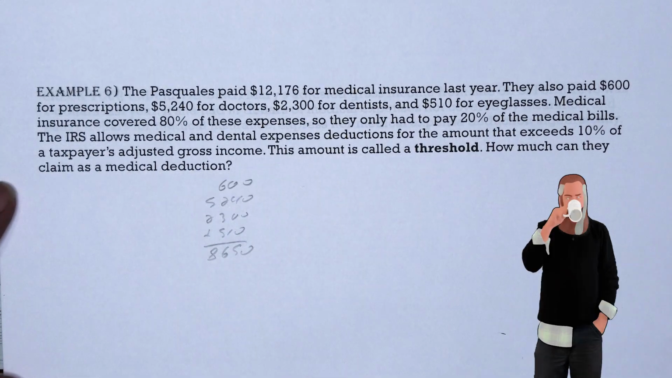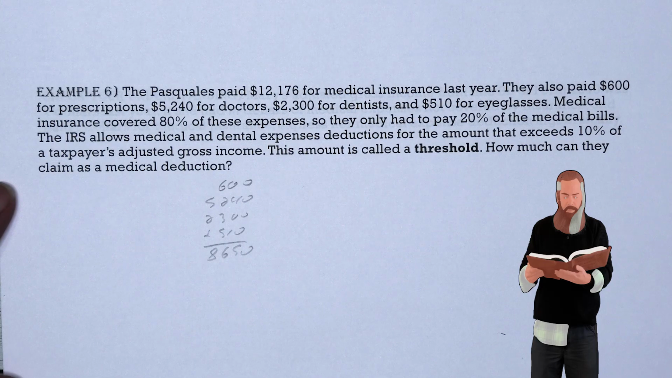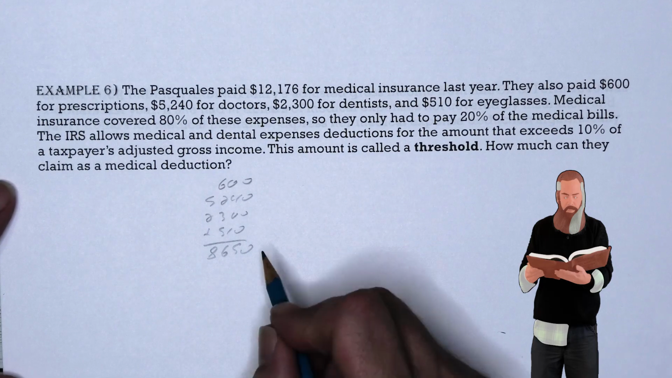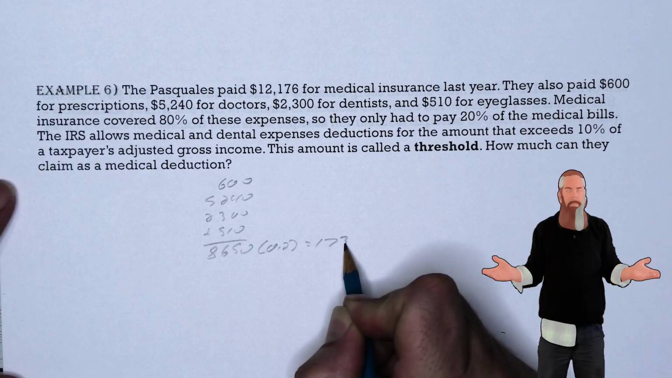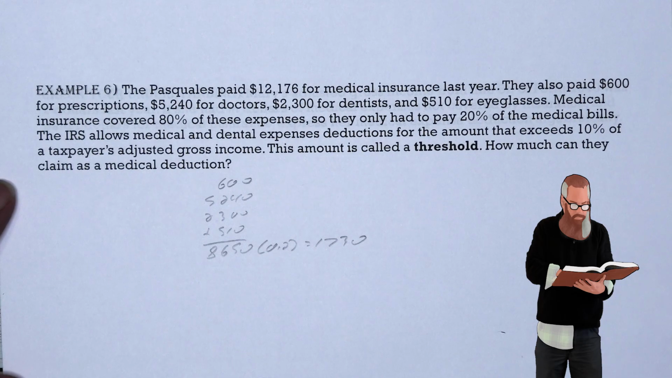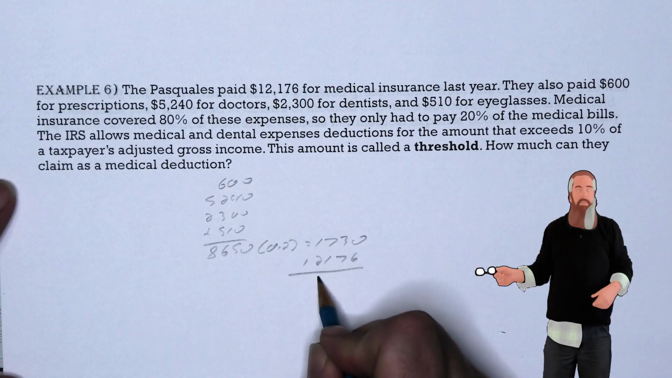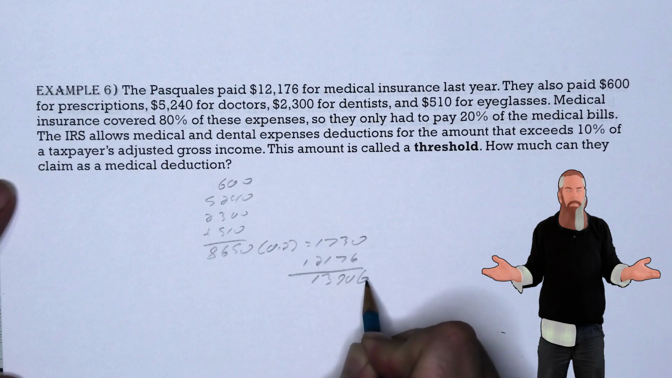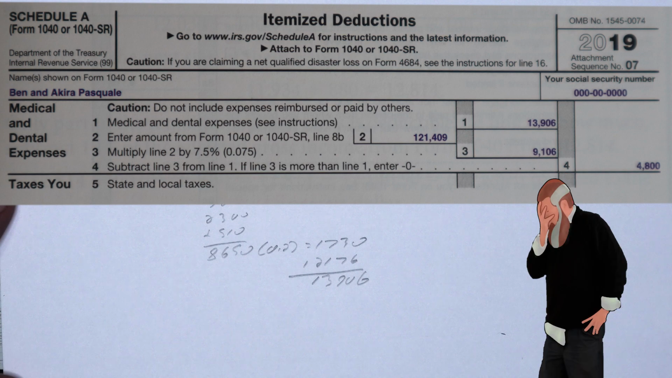$8,650. Since the medical insurance company reimburses them for 80% of the cost, the family only paid 20%. So if we multiply this by 0.2, we get $1,730. Add the expenses to the cost of their medical insurance, which is $12,176, to get $13,906. These medical expenses are entered into line 1 of Schedule A.